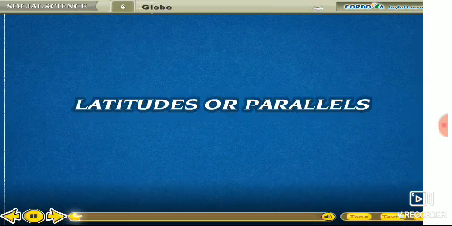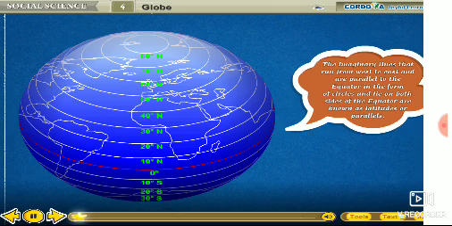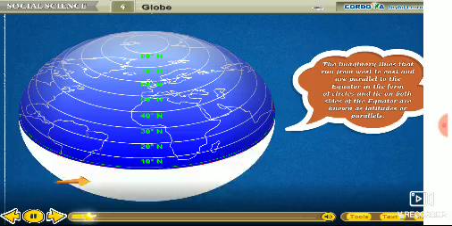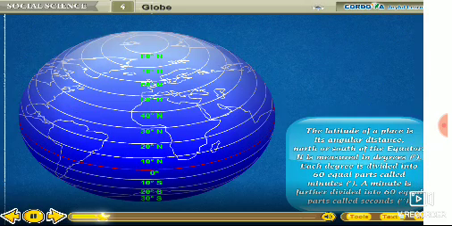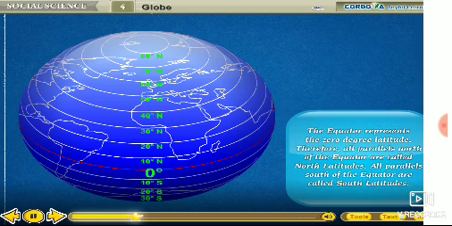Latitudes or parallels. The imaginary lines that run from west to east and are parallel to the equator in the form of circles and lie on both sides of the equator are known as latitudes or parallels. The latitude of a place is its angular distance north or south of the equator. It is measured in degrees. Each degree is divided into 60 equal parts called minutes. A minute is further divided into 60 equal parts called seconds. The equator represents the 0-degree latitude.